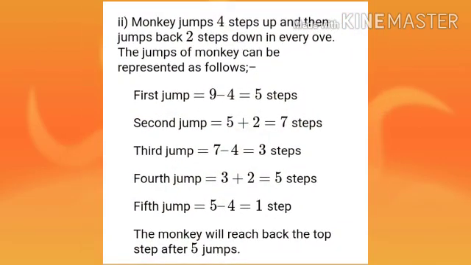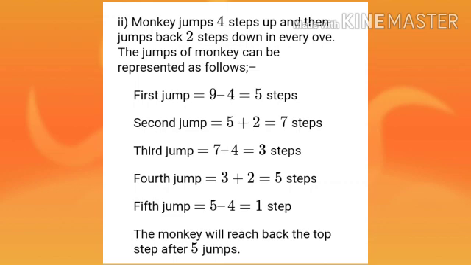Here is the solution for the second subdivision. The monkey jumps 4 steps up. 4 steps up is represented by -4, and then it jumps back 2 steps down. 2 steps down is represented by +2. Now the monkey is on the 9th step. When it moves up, it is represented by +4, and 2 steps down is represented by -2.